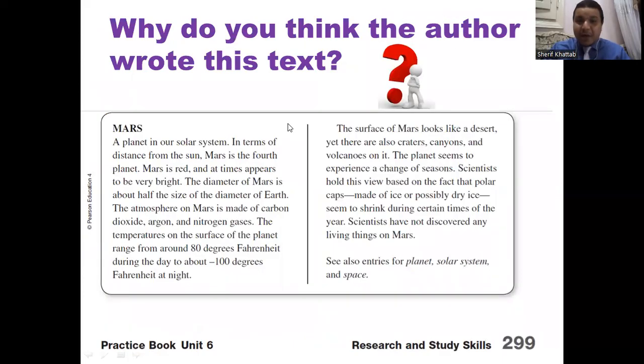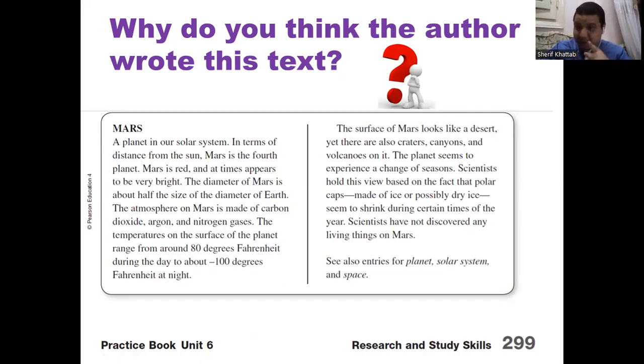So, why do you think the author wrote this text? Let's have a look quickly. Mars, a planet in our solar system. In terms of distance from the Sun, Mars is the fourth planet. Mars is red and at times appears to be very bright. The diameter of Mars is about half the size of the diameter of Earth. The atmosphere of Mars is made of carbon dioxide, argon, and nitrogen gases. The temperature on the surface of the planet ranges from around 80 degrees Fahrenheit during the day to about minus 100 degrees Fahrenheit at night. So, my dear students, on this occasion, why do you think the author wrote this text?